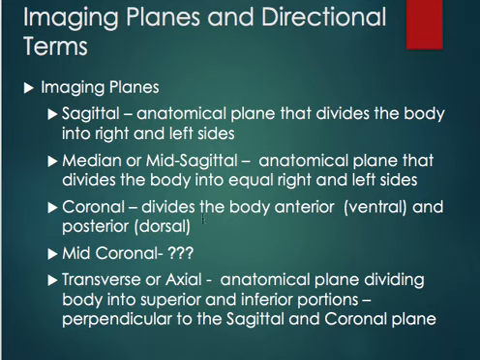So what does that mean the mid-coronal plane is? The mid-coronal plane divides the body into equal anterior and posterior sides. So again, a coronal plane can be anywhere in the body, dividing it between anterior and posterior sections, but the mid-coronal is equal anterior and posterior sections.